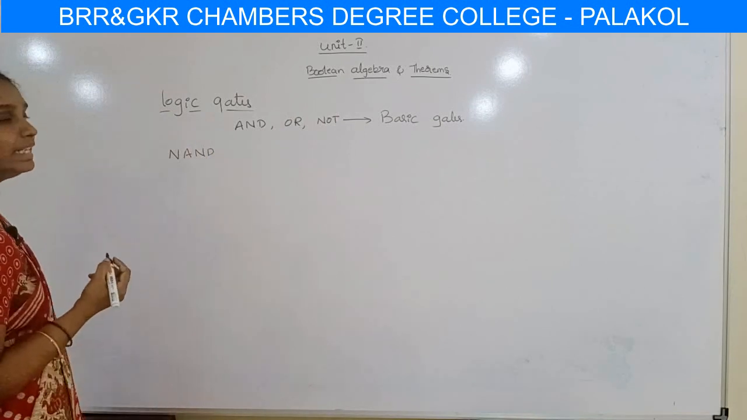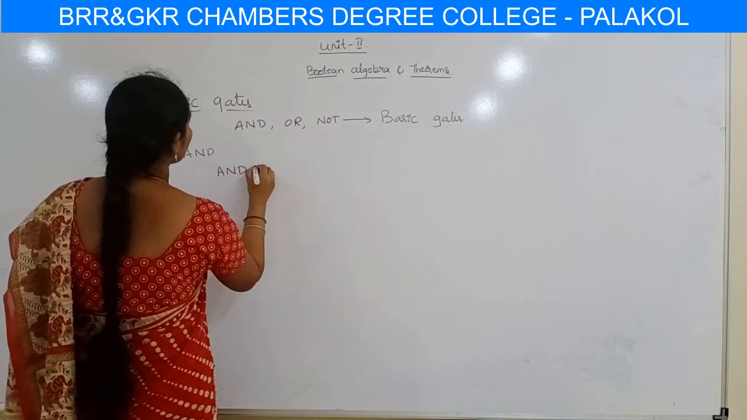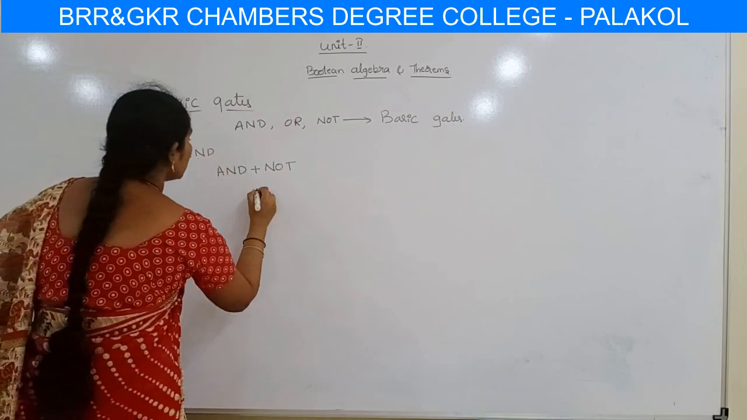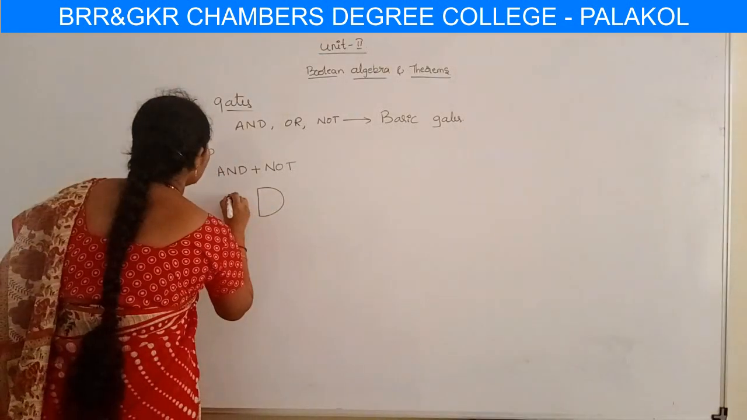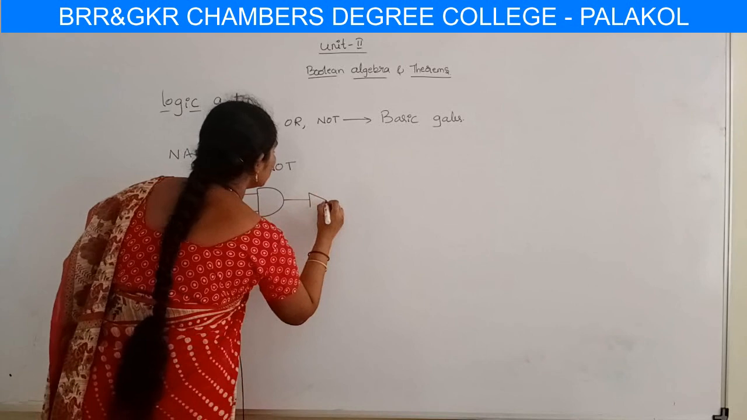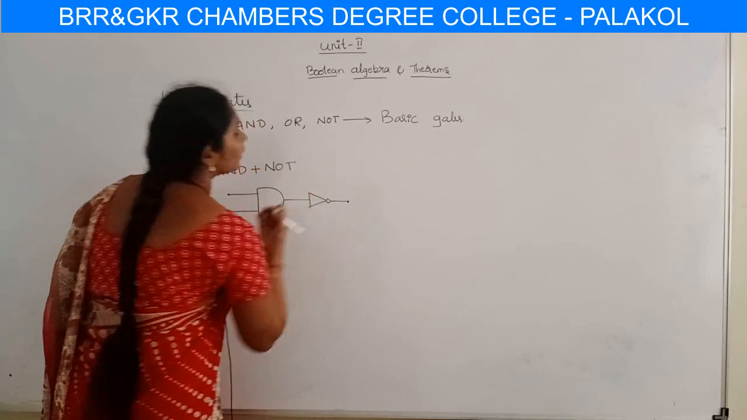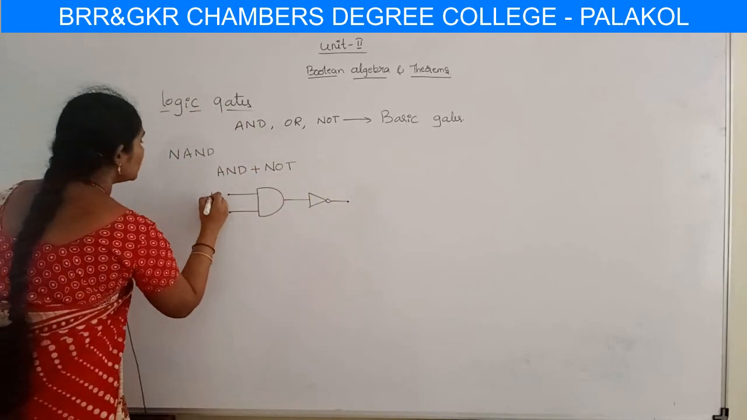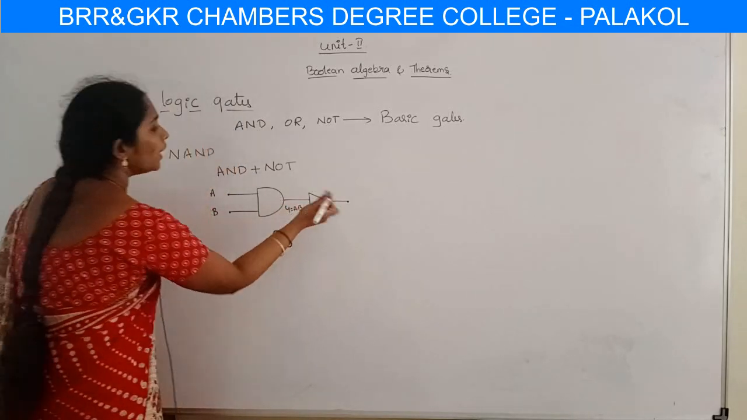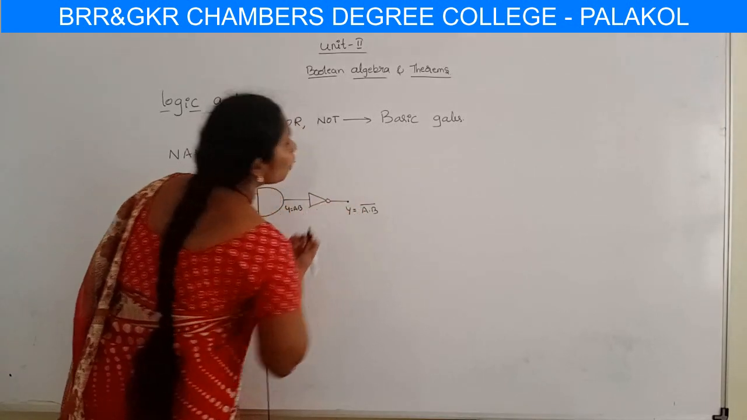So here NAND is nothing but AND plus NOT. That is the AND gate, plus the NOT gate. This is the symbol for a NAND gate. That means I apply two inputs, so the output Y is equal to A dot B, and after the NOT gate, the total output Y is equal to A dot B whole bar.